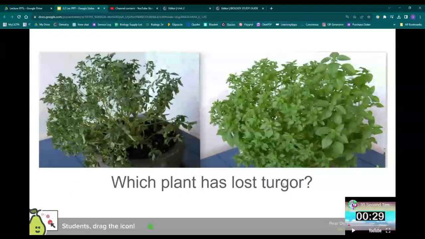So, which plant here has lost turgor? The wilted plant has lost turgor. Once you water the plant, it will return back to its turgid state. But this one right here has lost turgor because it has lost water.